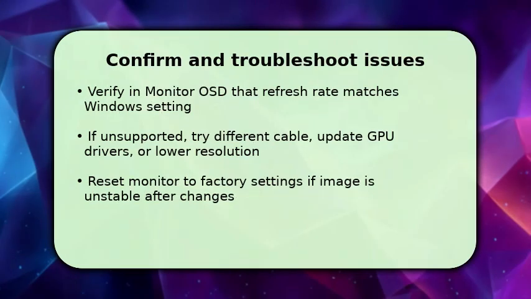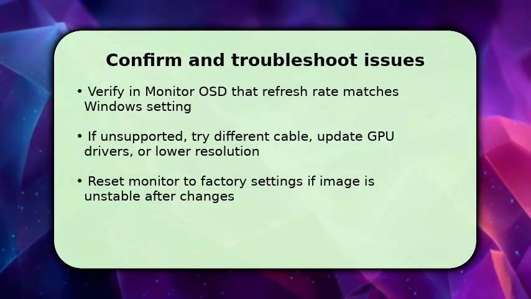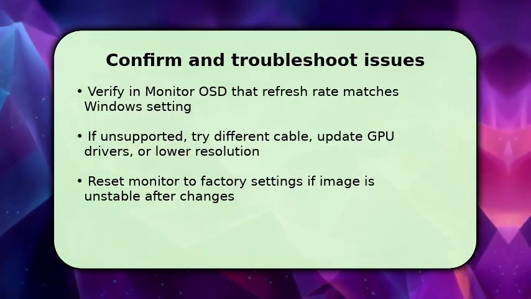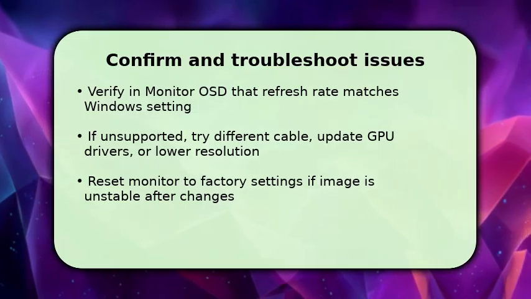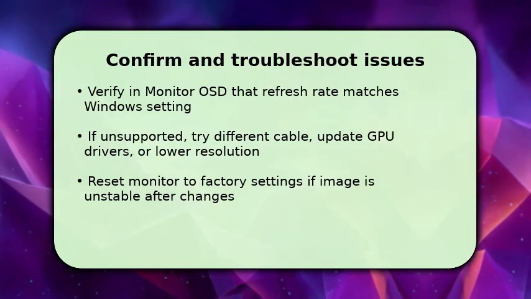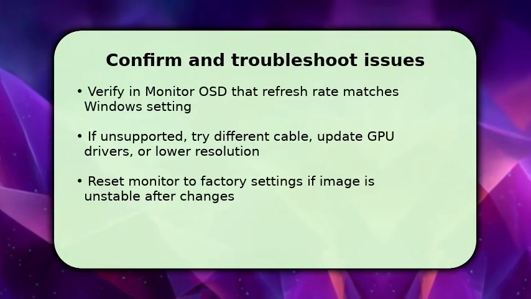Finish by confirming the change. Open your Sceptre on-screen display and verify it shows the same refresh rate Windows applied. Make sure your GPU drivers are up to date because driver updates unlock supported modes. Once done, test a game or motion video to verify smoothness. If the monitor won't accept the rate, switch cables or lower resolution and try again.